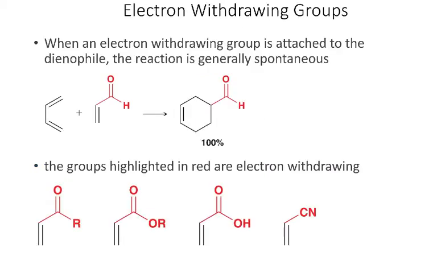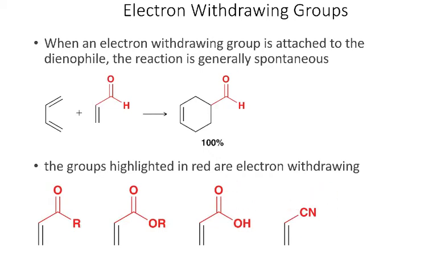In the last slide, we just had ethene, and we had to heat it up a lot, and we got very little product yield. If we put an electron withdrawing group, in this case an aldehyde, onto the dienophile, we can get very good yields even at lower temperatures, closer to room temperature. Some other examples of electron withdrawing groups are given down here. Ketones, in addition to aldehydes, esters, carboxylic acids, and cyanide groups all act as electron withdrawing groups.